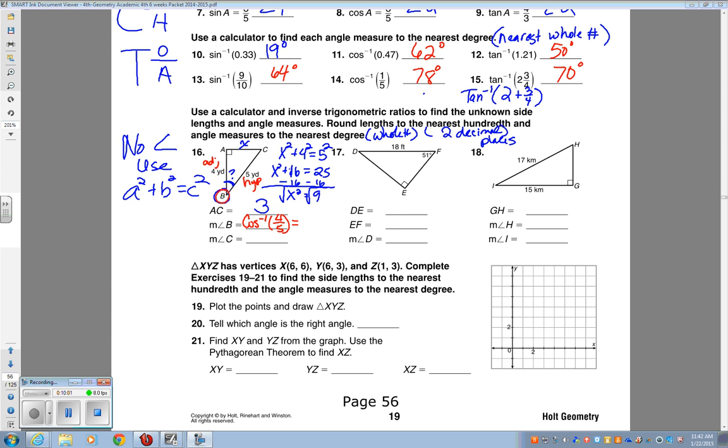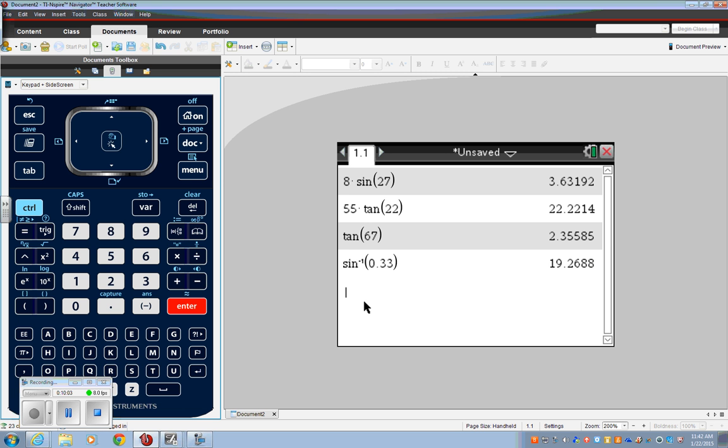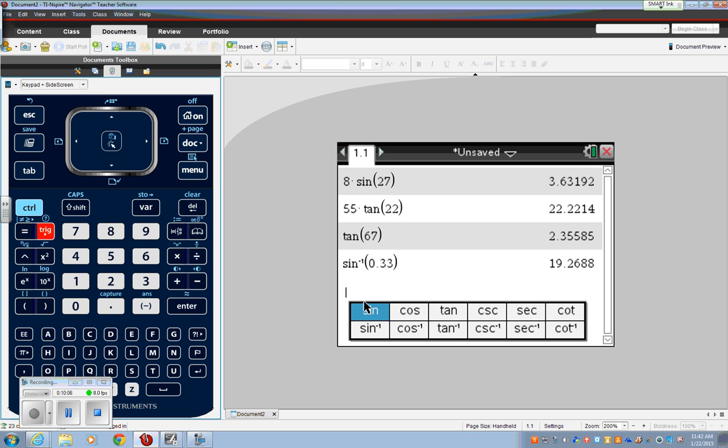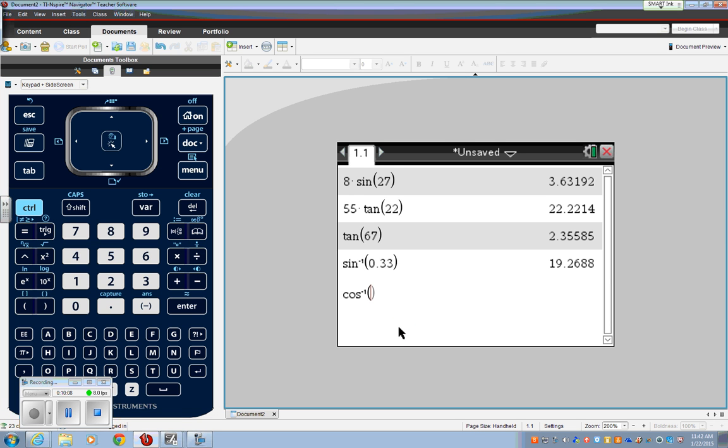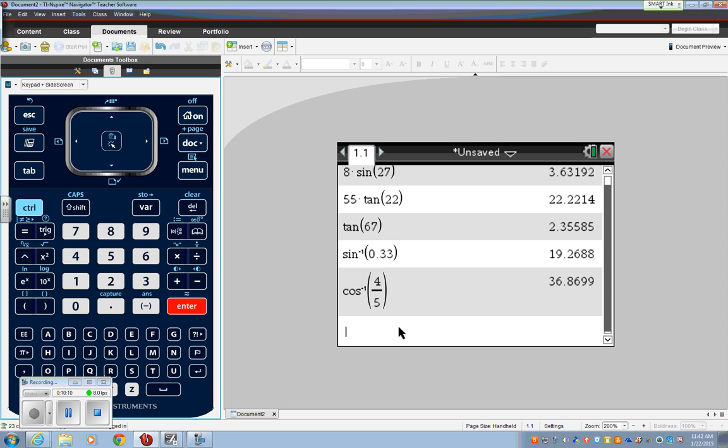So on your calculator, we're going to go cosine inverse. We're going to do 4 divided by 5. And we're going to round to the nearest degree.